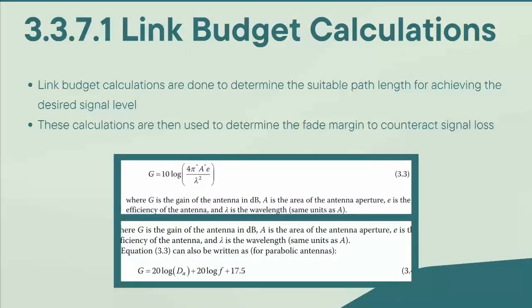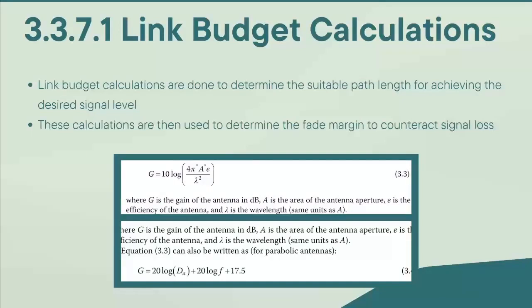So link budget calculations are done in order to determine the suitable path length for receiving the desired signal level, and these calculations are then used to determine the phase margin in order to counteract signal loss. The first factor in calculating it is free space loss, shortly known as FSL, which depends on the frequency and the distance covered.